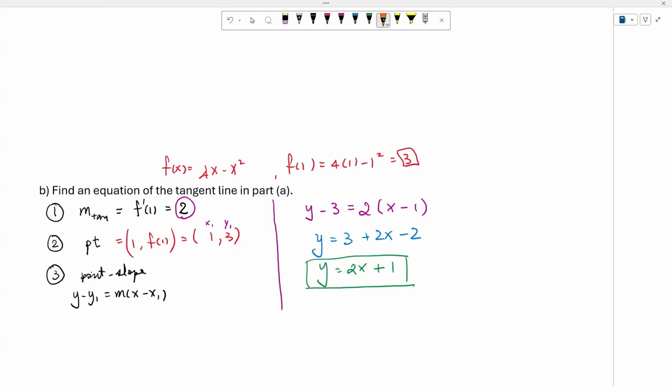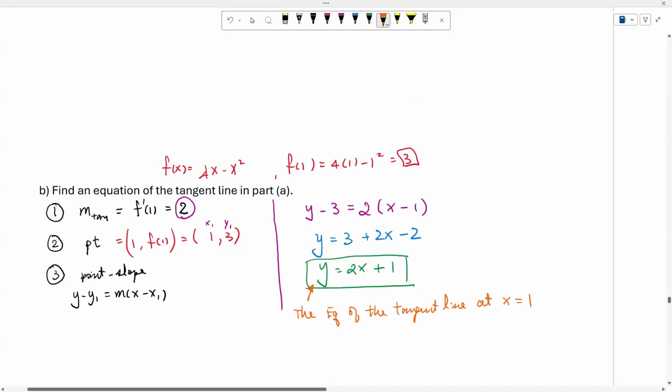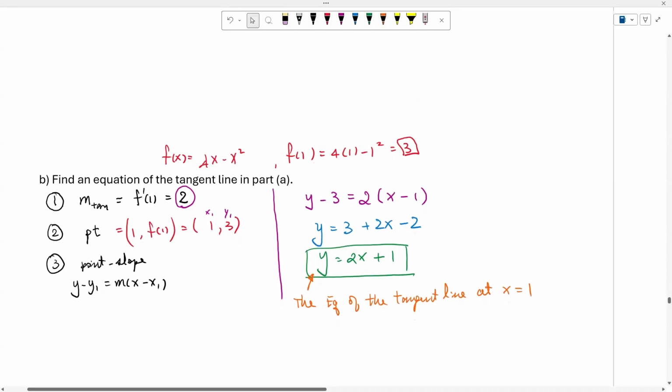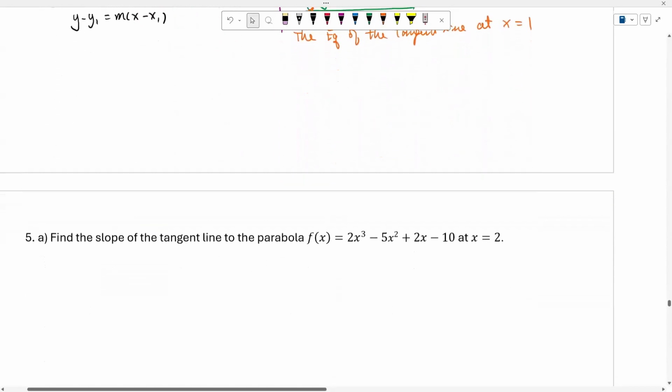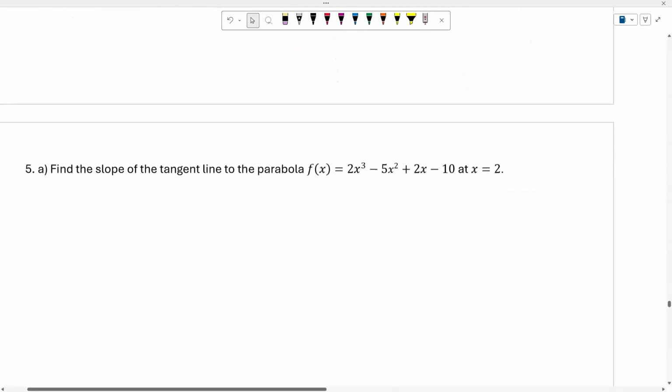And remember, this is the equation of the tangent line at x equal to 1. So right now, it is your turn to work out this problem at x equal to 2 now.